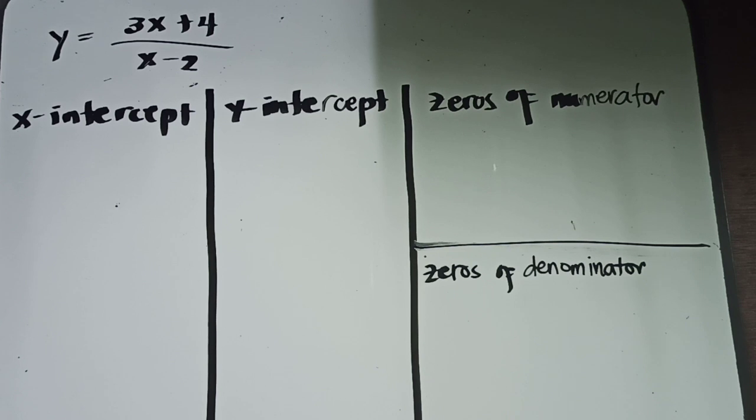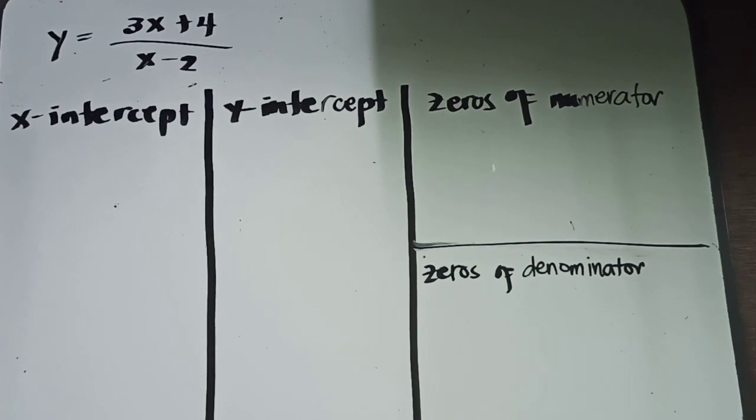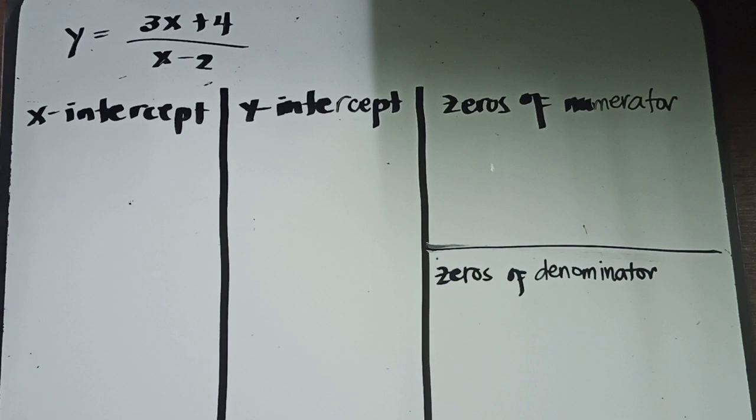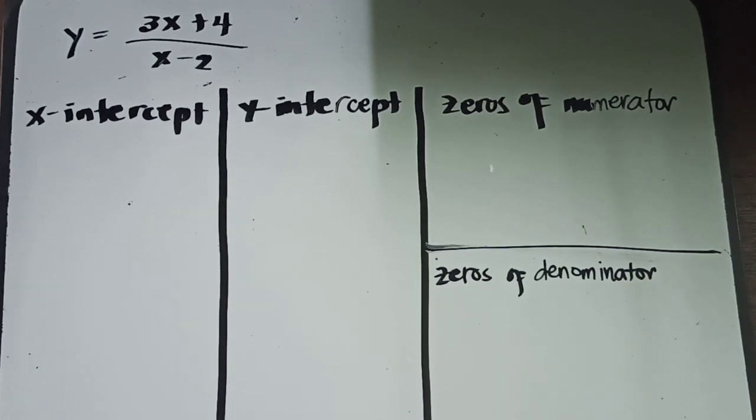Now we're going to find the x-intercept, the y-intercept, zeros of numerator as well as the zeros of the denominator of the given rational function. Okay, so for example, y is equal to 3x plus 4 over x minus 2.